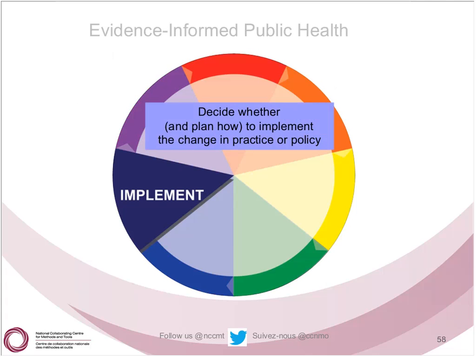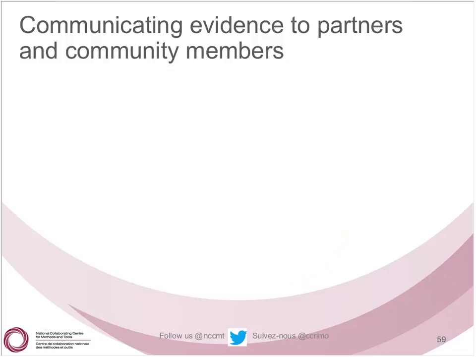Now we're getting around the wheel, and the next step is implement. So as we're taking an evidence-informed approach to public health, we need to give some attention to how to implement that intervention, that change in practice or policy. Change doesn't just happen, as I'm sure you know, so you have to give some thought to how you would get people on board, get everyone involved.